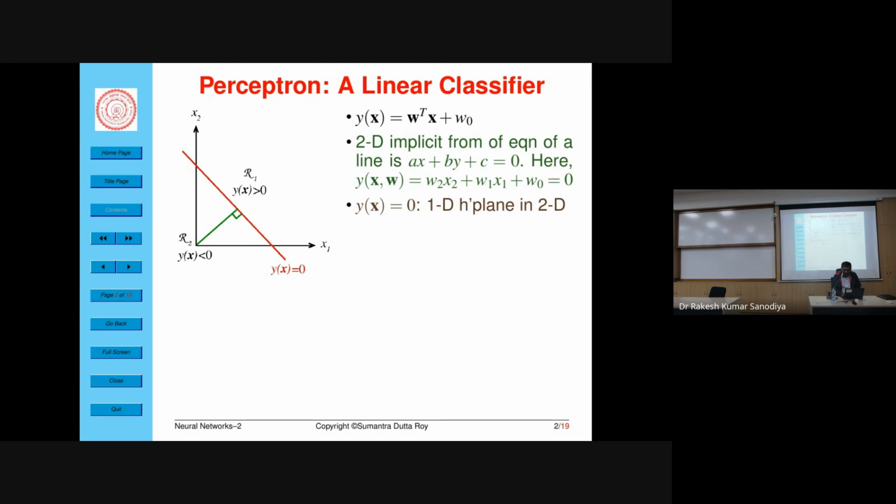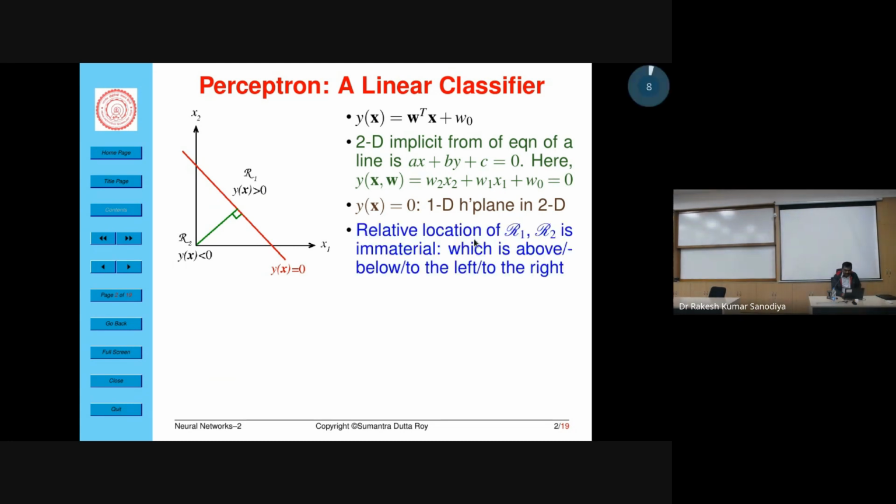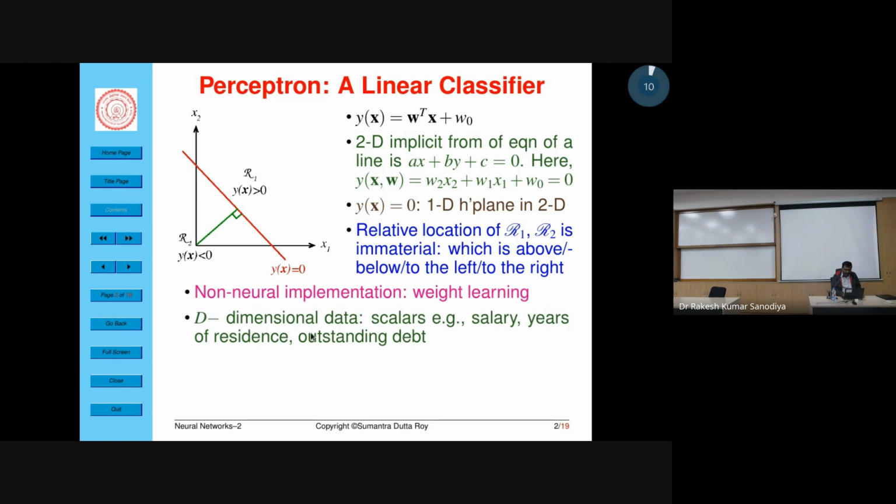It is embedded in 2D space. And as I mentioned before, the relative location of these regions is immaterial, which is above, which is below, which is to the left, which is to the right. Now, although the story started off with a neural network, if we look at a non-neural interpretation, it is basically: I want to find the weights such that I get a decision. All right, so I've got a non-neural network interpretation.